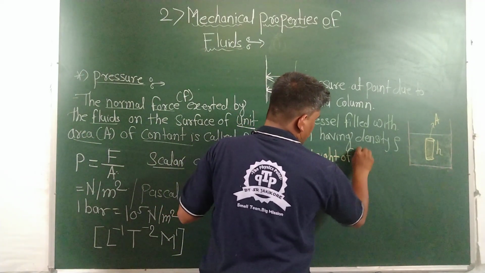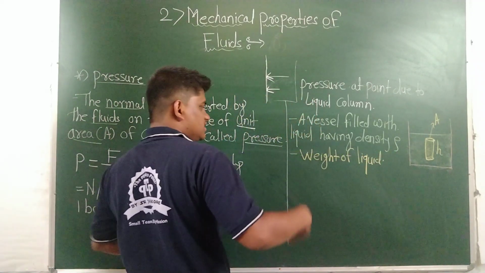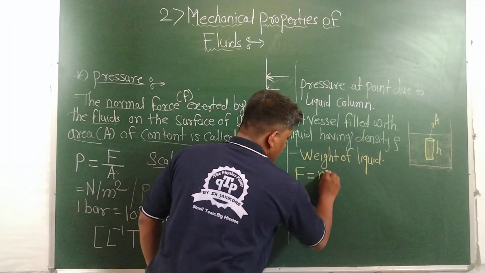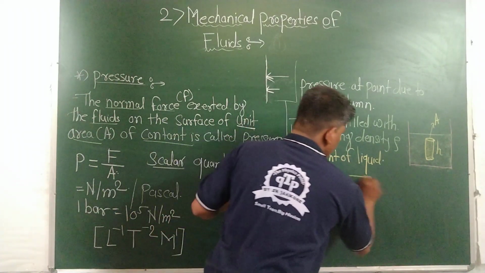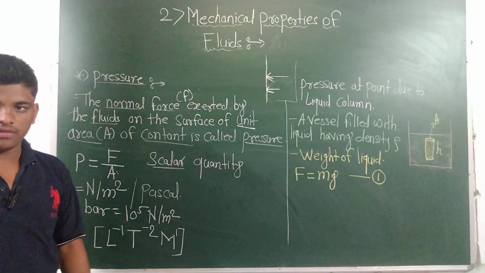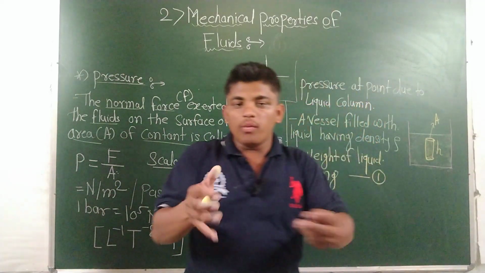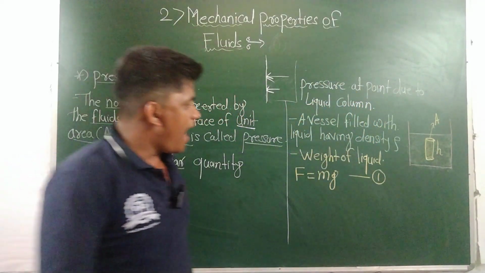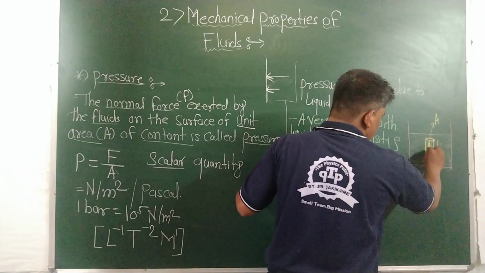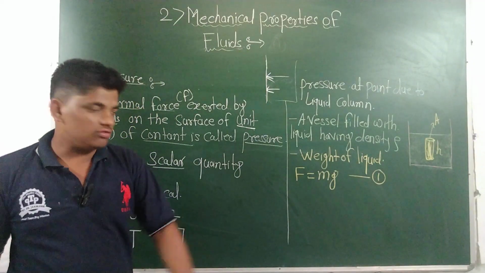The weight of the liquid inside the cylinder exerts some force in the downward direction, that is, weight F is equal to M into G. This is equation number 1. Then there is some pressure inside the liquid column at the bottom of the cylinder.